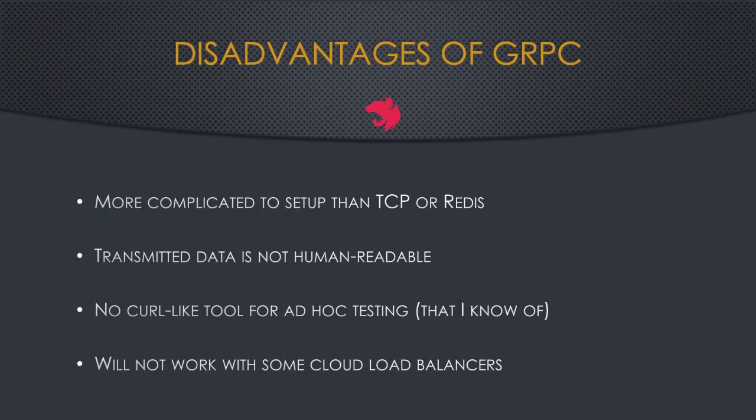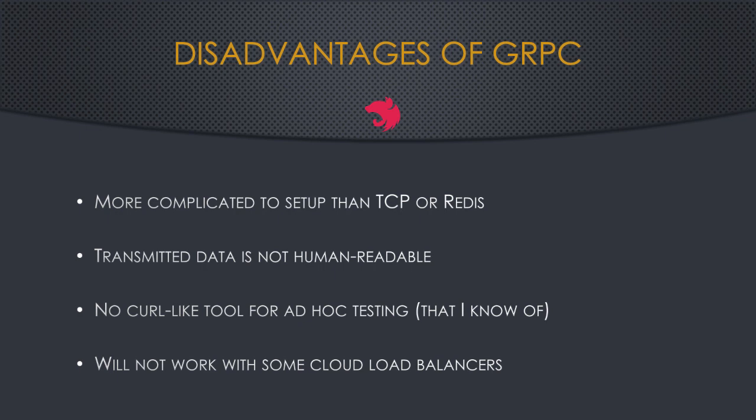Second, and this is a big one, the transmitted data is not human readable. So we get that increased efficiency by sending it in binary. However, when we send it in binary, we can't just monitor communication and see a nicely formatted JSON object. It's going to be in binary. And also, there's no curl-like tool for ad hoc testing. So when we're developing a REST API or something, and we want to test it, we can just write curl from the bash command line, hit that endpoint, get something back. Not so in here. You're actually going to need a gRPC client booted up.